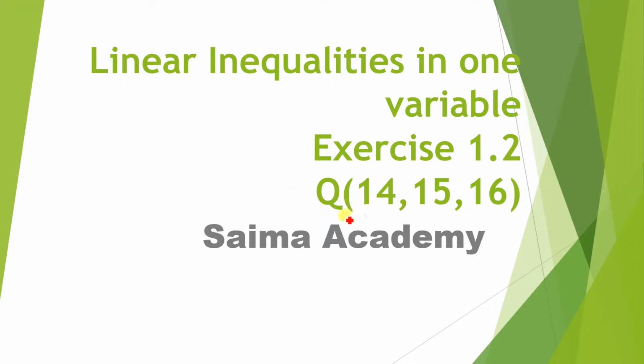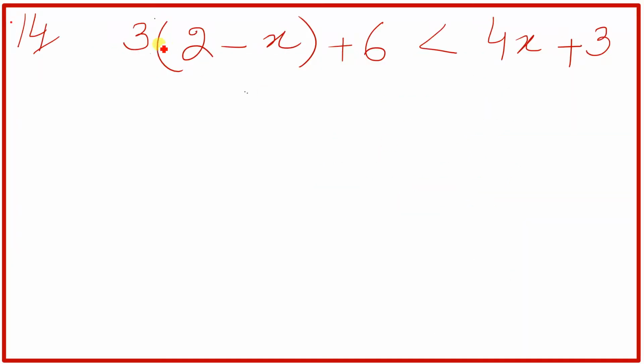In this lesson, we will solve question number 14, 15 and 16 of exercise 1.2, linear inequalities in one variable. So question number 14, we have 3(2 - x) + 6 < 4x + 3. Simple. See, here we have parenthesis and we have 3 in front of the parenthesis, so you have to multiply with this 3 one by one.